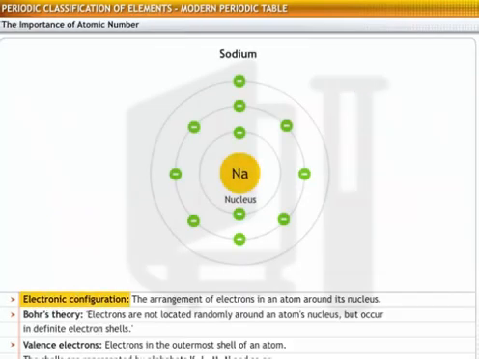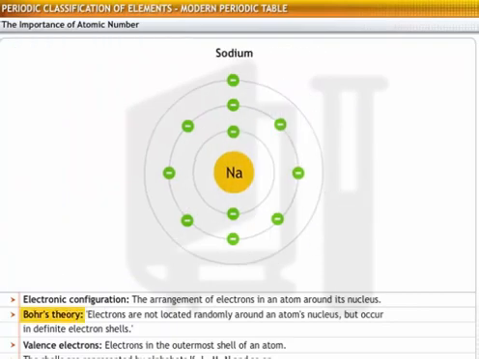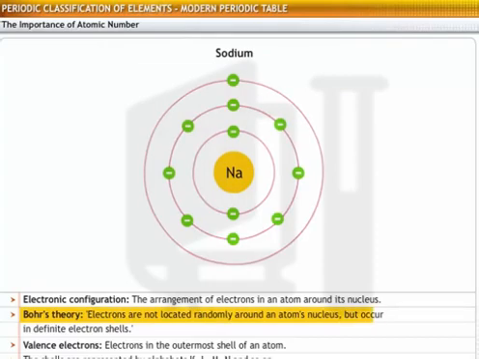Electronic configuration of an atom is the arrangement of electrons around its nucleus, which affects the properties of the atom. Bohr, a Danish physicist, tried to explain the behavior of atoms through his atomic structure theory. According to his theory, electrons are not located randomly around an atom's nucleus, but occur in definite electron shells.